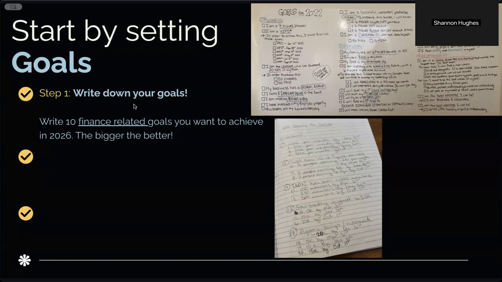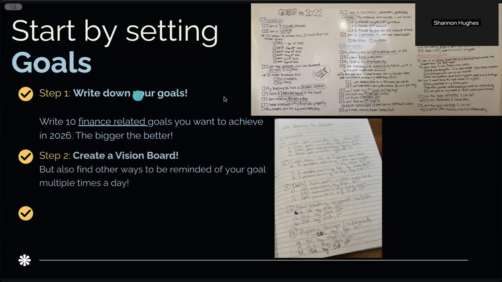Right? But what you then want to do, once you've set your goals, is create a vision board, and find ways to be reminded of your goal multiple times a day. So if you've created a vision board and let's say it's on your wall in your bedroom, but you spend most of your time at work, you're not looking at your vision board. So I would highly suggest also have a digital one that you can put on your phone. You might print one out and stick it in your car. Find ways to have it on your mind all the time.